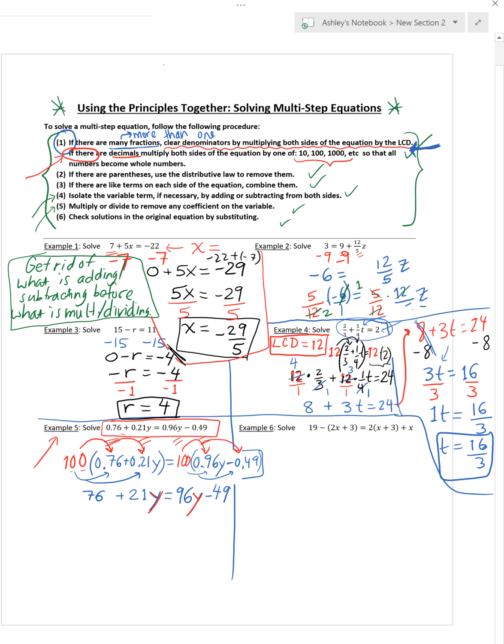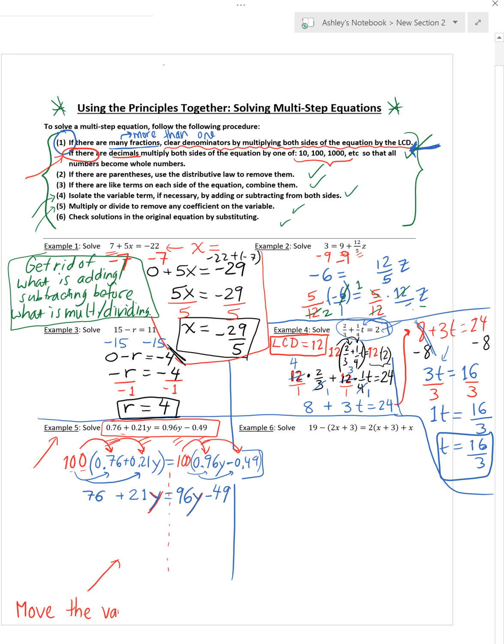What you want to do here is get your variable terms on the same side. Notice right now we have the equal sign right in the middle. Since I want to get both variables on one side, I can move the 21y to the right side or move the 96y to the left side. It doesn't really matter, both would work, but for future more complicated problems, you're going to want to move the variables to the side that has the larger coefficient. That's probably going to make our lives easier in the future.